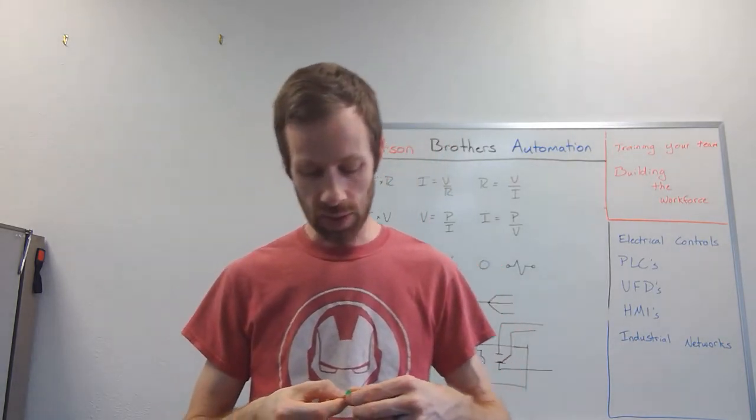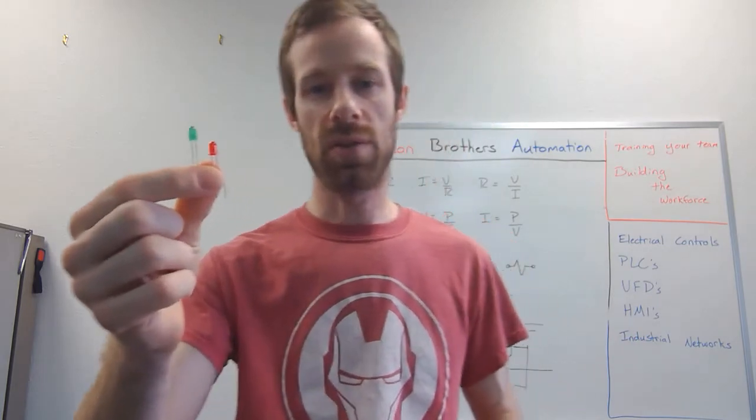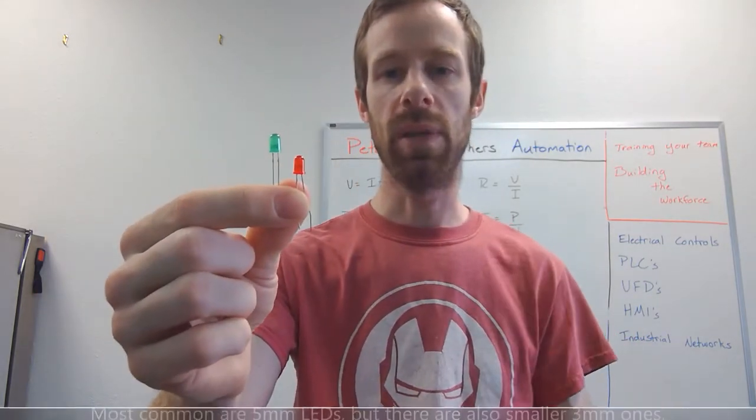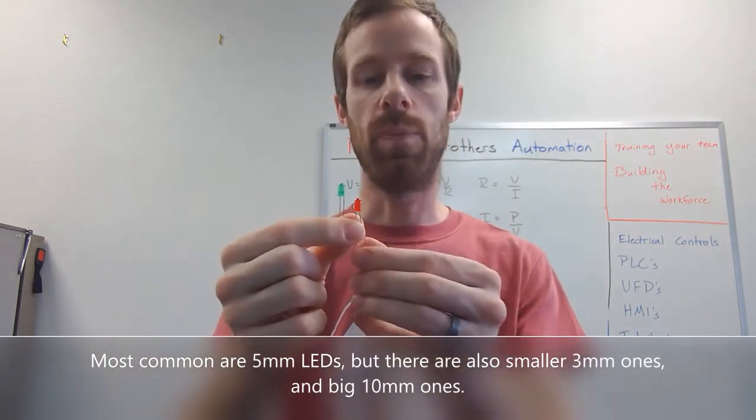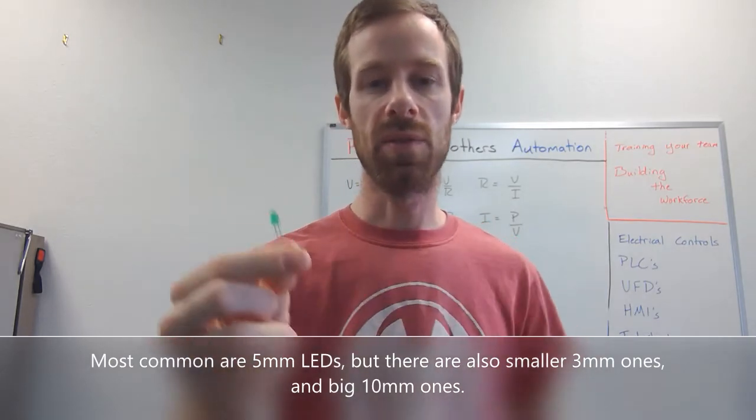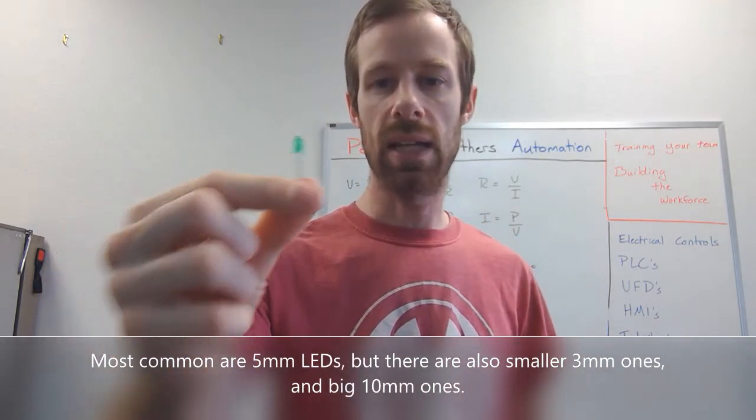These LEDs are called 5mm LEDs. There's also some that are a little bit smaller. They're 3mm LEDs, and some that can be much bigger, even up to 10mm LEDs. But this is the typical size and shape.